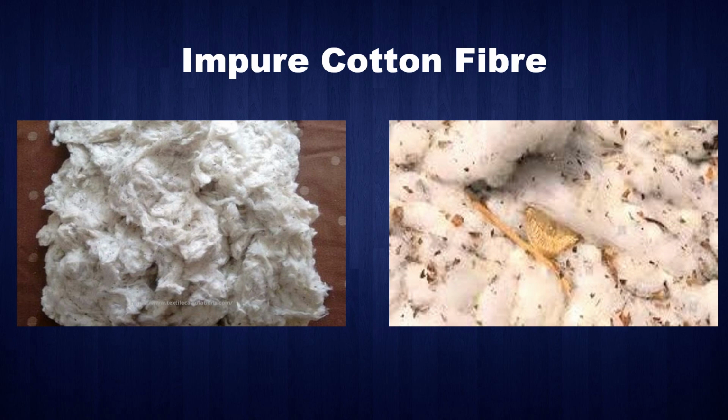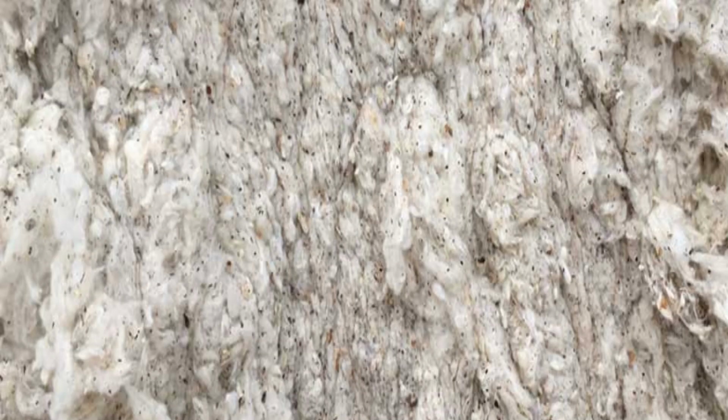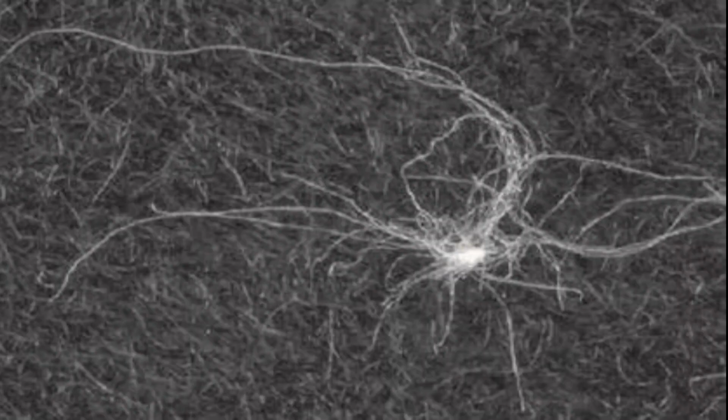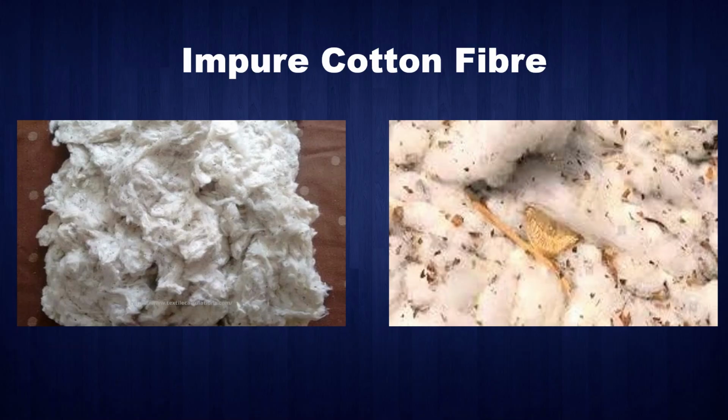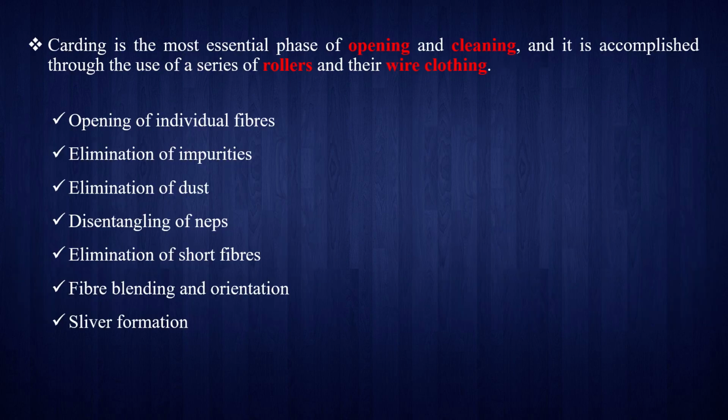Irrespective of feeding system in carding machine, the fibers are normally arranged in a haphazard or unoriented manner. These fibers consist of several types of impurities. Examples are dust particles, trash particles, grass particles, foreign particles, seed particles, naps, and short fibers, etc. These impurities should be removed during the carding process. That's why the carding machine can be defined as the phase of opening and cleaning, and it is accomplished through a series of rollers and their wire clothing.